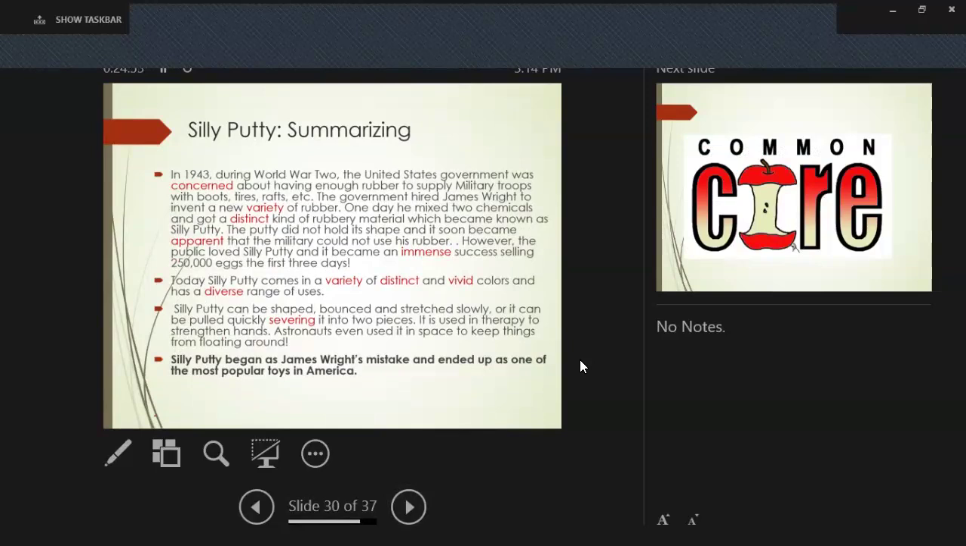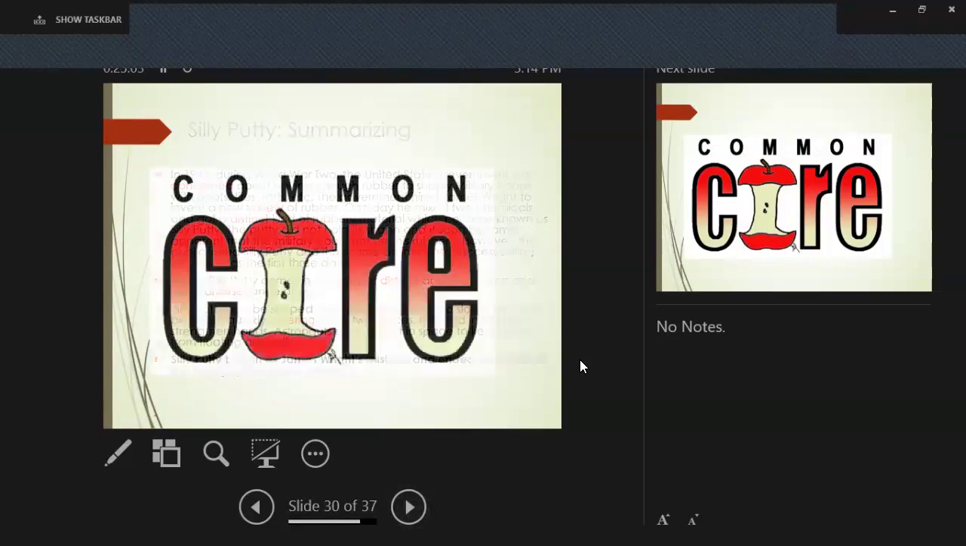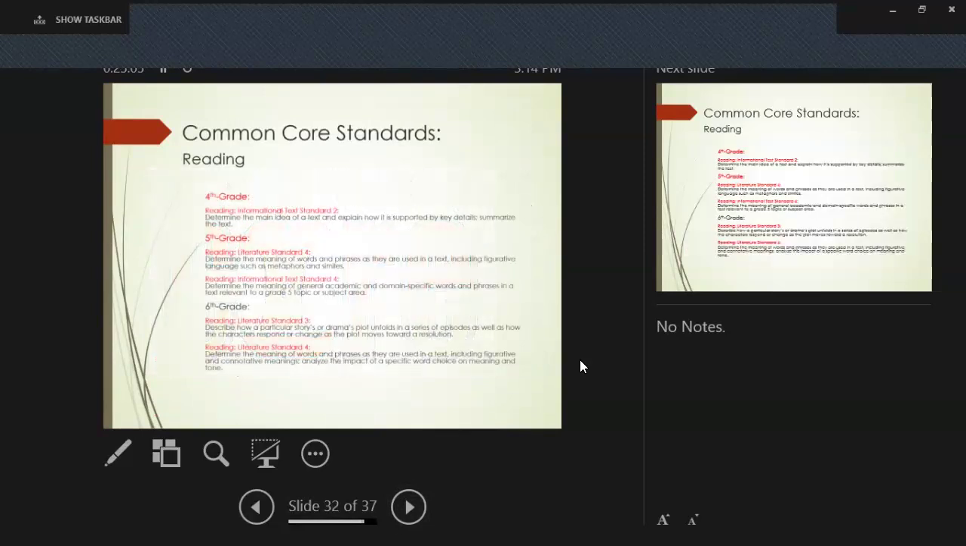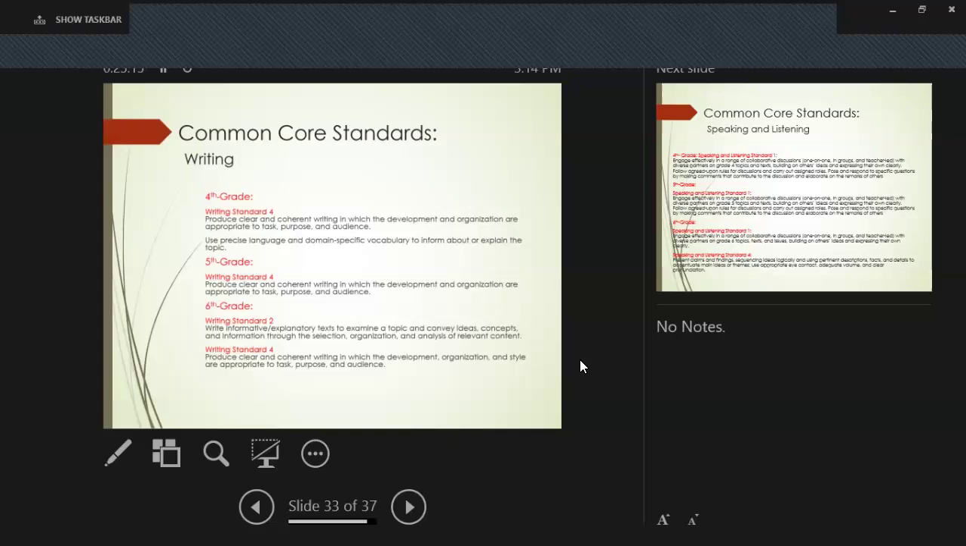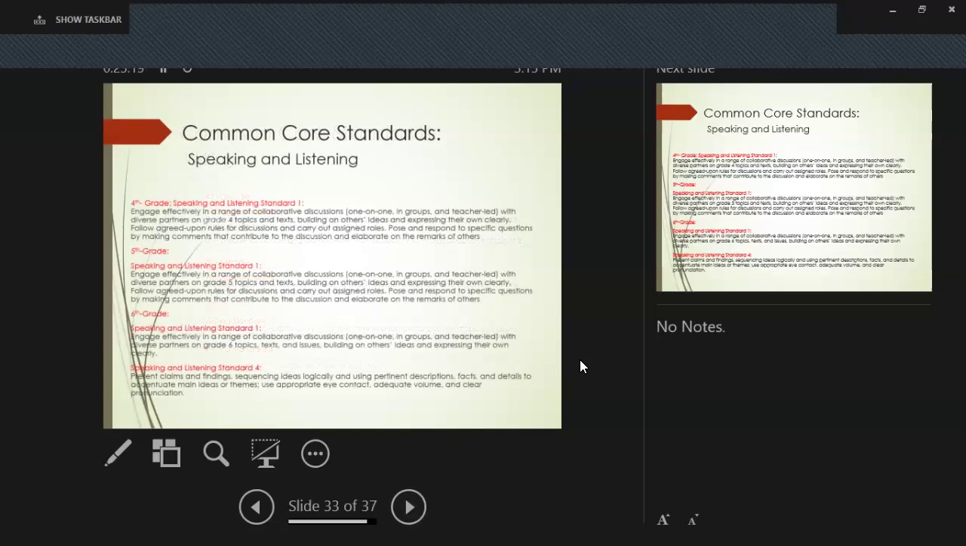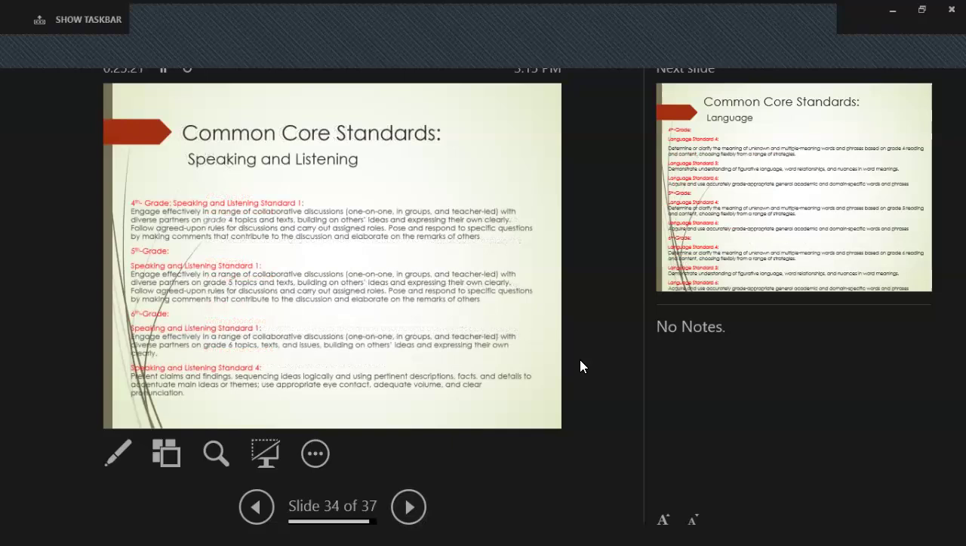So now we've read, we've done some writing together, we've summarized, we've worked on vocabulary. So reading and writing: determine the main idea of a text and explain how it's supported by key details. We did that. Produce clear and coherent writing. We did that. Engage effectively in a range of collaborative discussions.